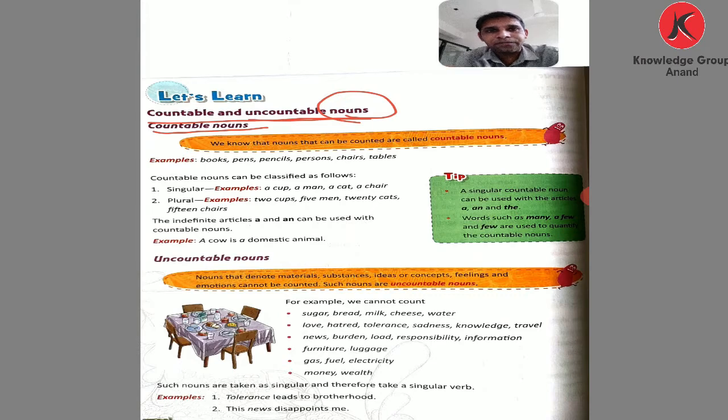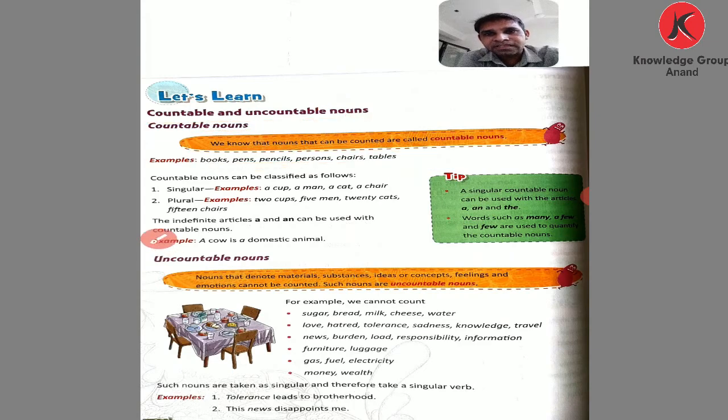Okay, let's see the first example given here. Some examples we can count. Those nouns given here are books, pens, pencils, persons, chairs, tables. These are countable things. Okay, we can count them. Books we can count, pens we can count, pencils we can count, persons, chairs and tables we can count. So those things we count.